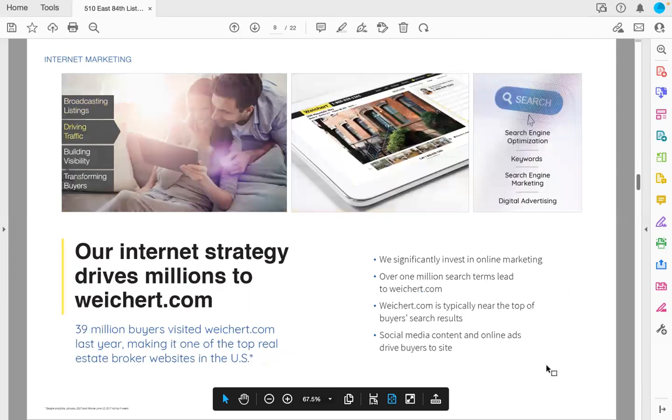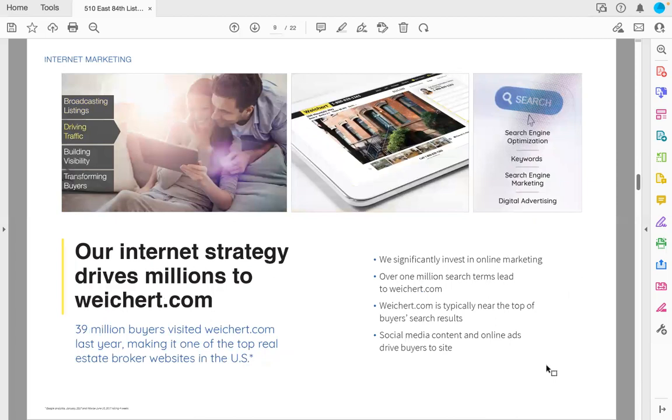Our internet strategy also drives traffic to Weichert.com. Again, because, and we'll talk about this a little bit further down the road, Weichert is such a large company across the United States, we have millions of visitors every year to Weichert.com. And our website is something called Sticky, where we have a lot of things on there that will keep people on the website and have them request to actually see the property and things like that. And so many times when they're looking, we'll be at the top of the search. So if they're looking for, let's say, New York homes for sale, we'll be within the first page or two of that search, which can also help drive people to the website.